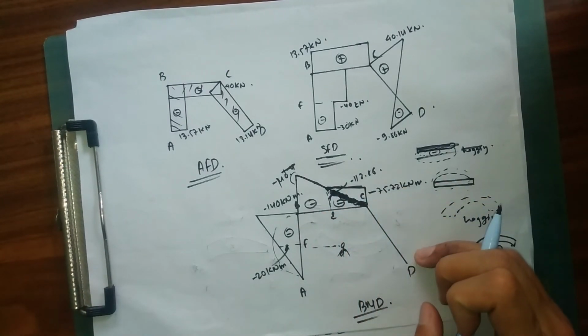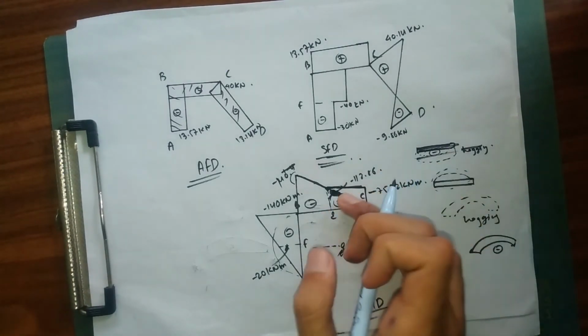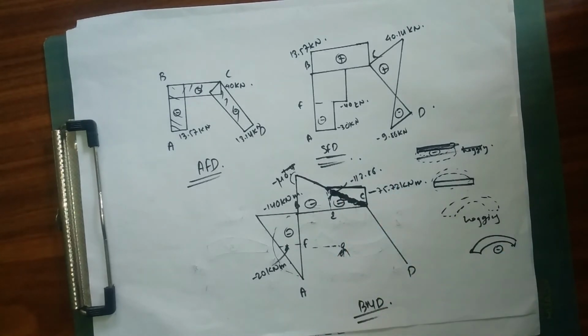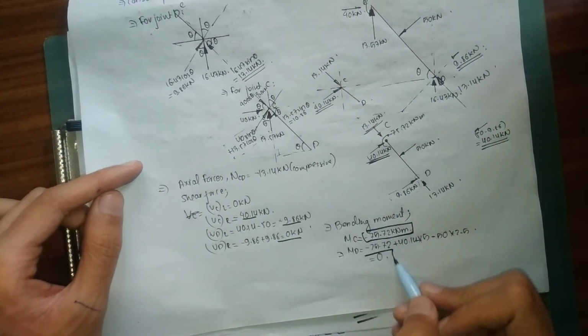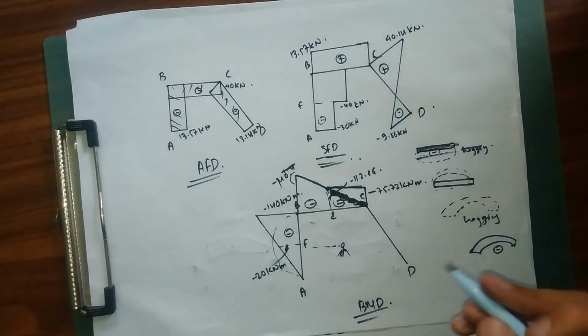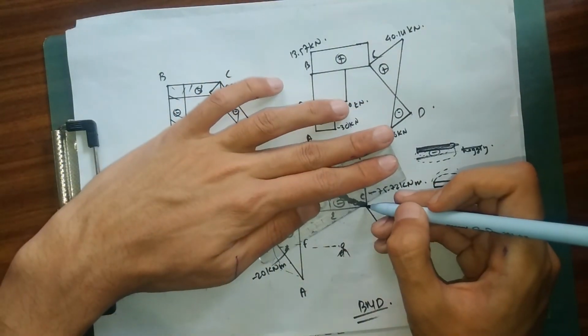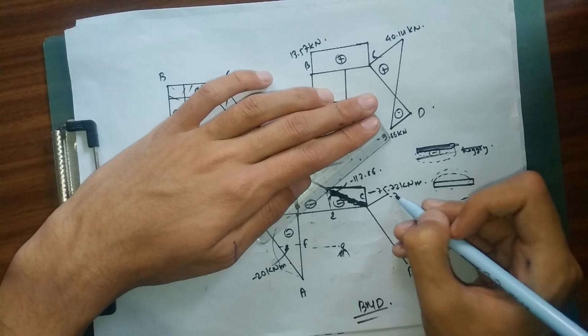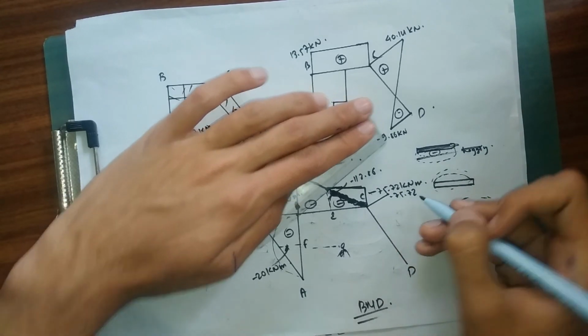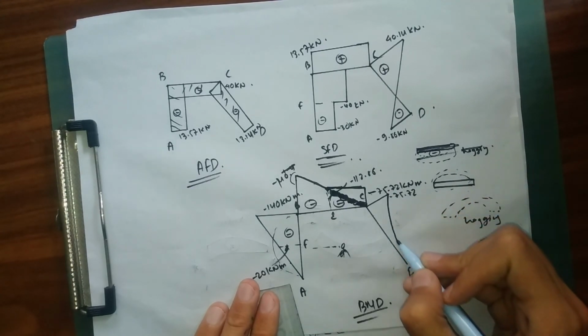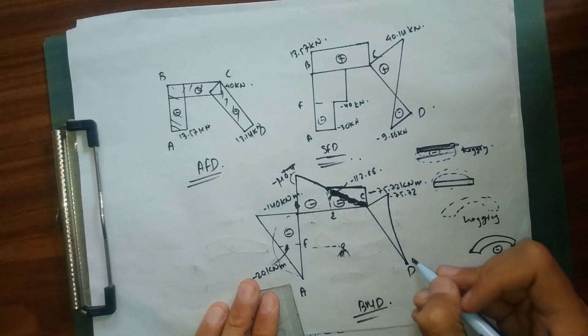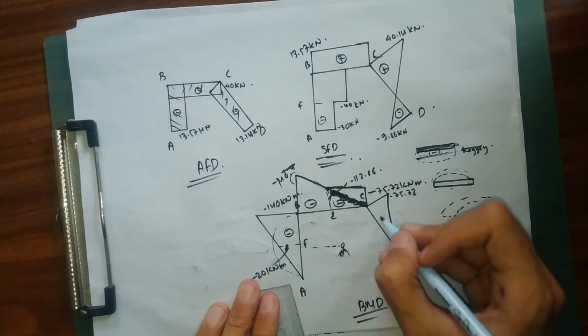Now for my member CD, we need to draw our bending moment. We don't have this portion, this was a mistake. So finally for my member CD, we have found our bending moment to be minus 75.72 and 0. Minus 75.72 at C, so let me put it this way. Minus 75.72 over here, and this is going to be 0. But this is not going to be linear, this is going to be parabolic. It's also negative. Negative is upward.